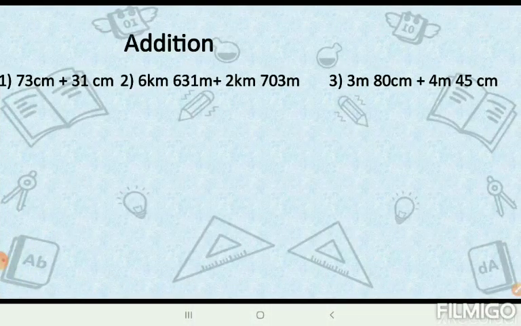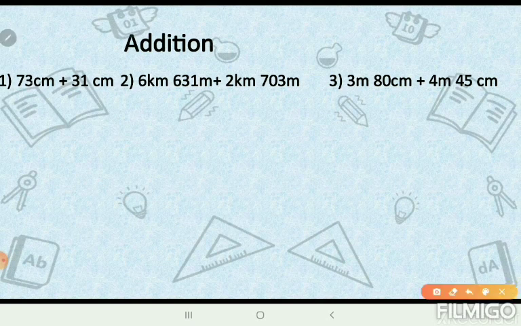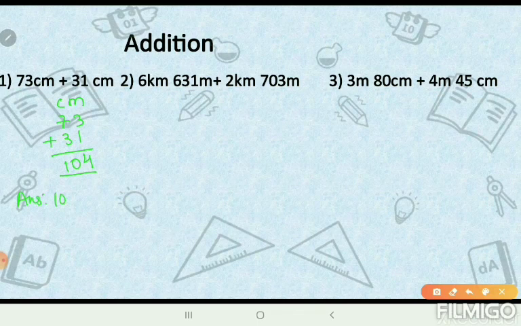of addition. First we are doing some simple addition. The first one is 73 centimeter and 31 centimeter. We have only a single unit. So in the centimeter column we have 73 and 31. We are going to add it. When we are adding, we start with the ones place. 3 plus 1 is 4, 7 plus 3 is 10. Okay, so your answer is 104 centimeter.